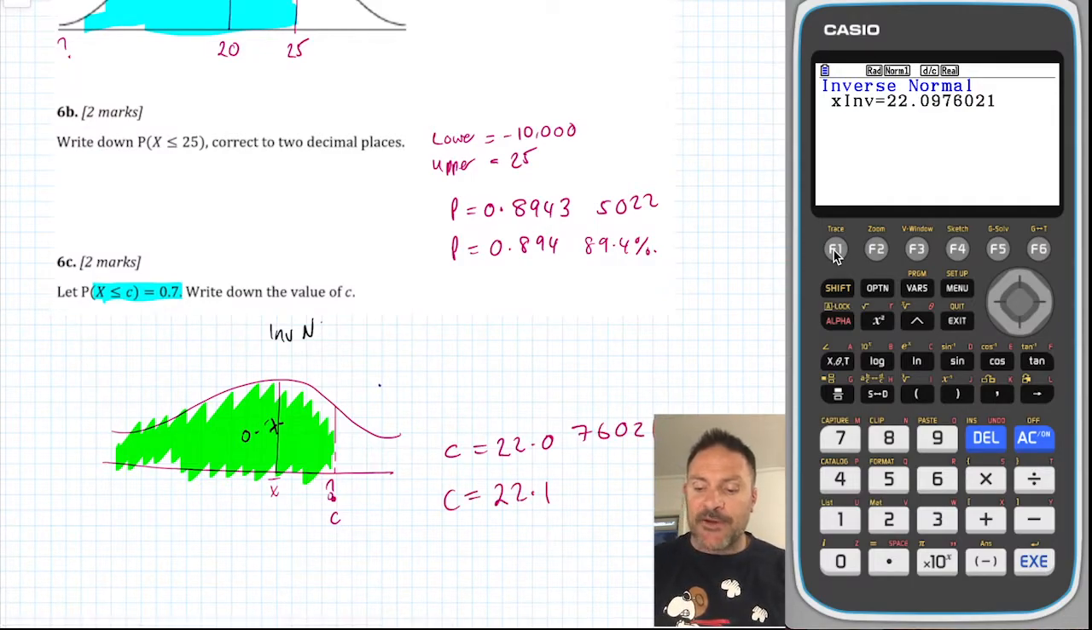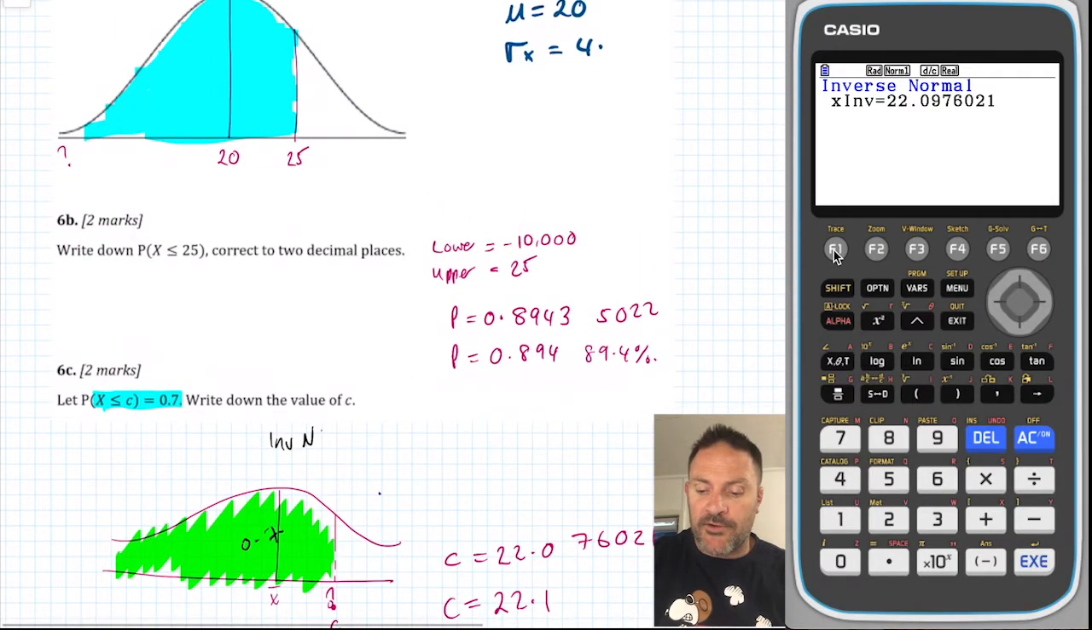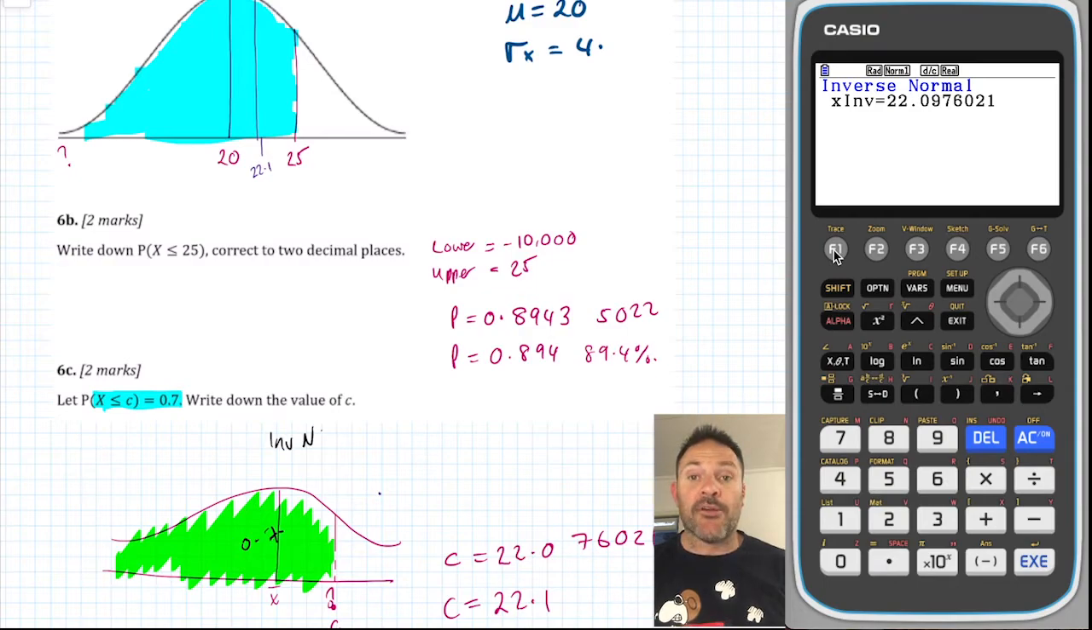And that makes sense. If I go back up to the previous diagram, 22.1 would be going somewhere around about there. We know that that shaded region in the previous question was 89.4%. We're looking at 70%. So that means that this bit here is 70%. And that makes sense, right?